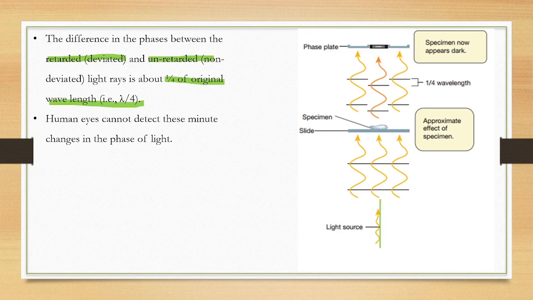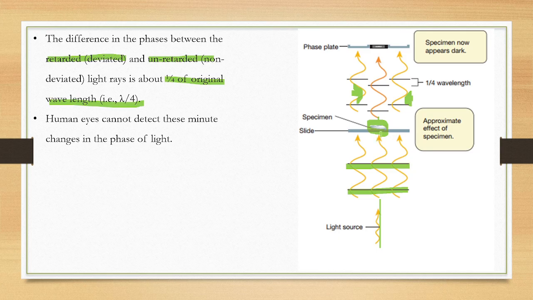So this is a light source. It passes through the annular diaphragm, then through the condenser lens and passes through the object. So this is the specimen. When the light passes through the specimen, based on the refractive index, it undergoes deviation as the light changes in wavelength. So we get two light rays. This light ray is unretarded. It goes straight without any deviation, and this is also straight without any deviation. So these are called the unretarded or non-deviated light rays.